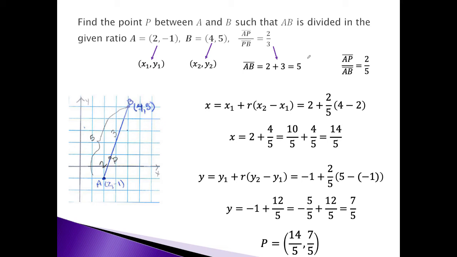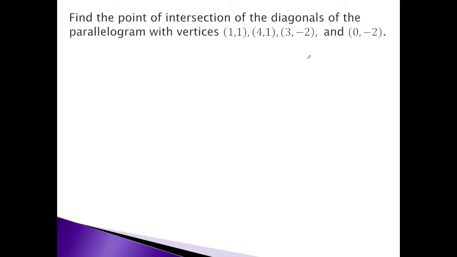So the tricky part of this question is realizing that 2/3 at the beginning is not my r. I have to figure out what r is from that line segment. Find the point of intersection of the diagonals of the parallelogram with vertices (1, 1), (4, 1), (3, 2), and (0, negative 2).